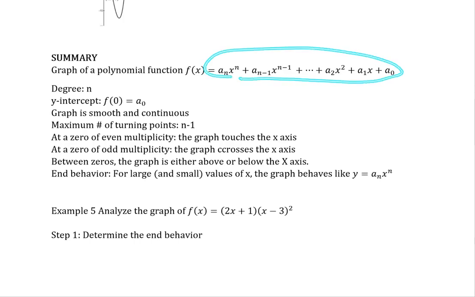This is not written in factored form, right? Like this is not written in factors like this. It's written in standard form. But if it is written in factored form, we can see what the multiplicities are. And we know that if the multiplicity is even, the graph will be touching the x-axis at that x-intercept. And if the multiplicity is odd, the graph will be crossing the x-axis at that x-intercept.